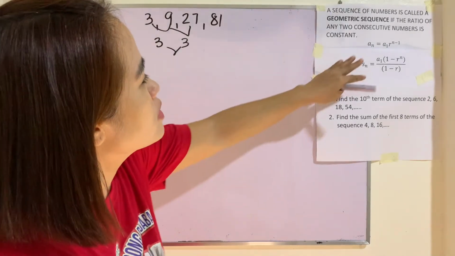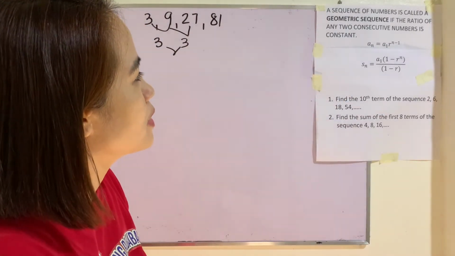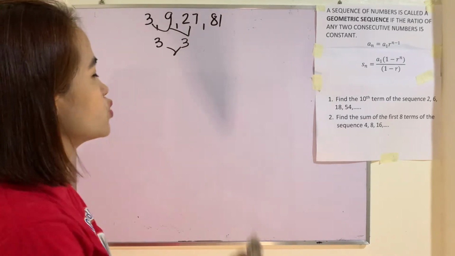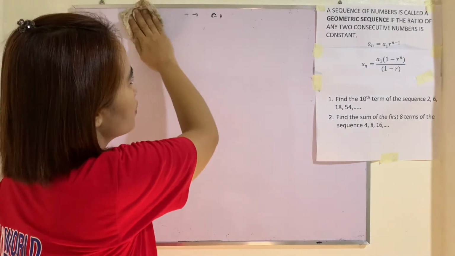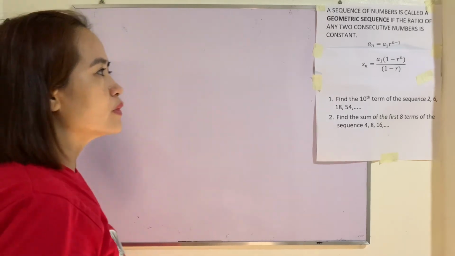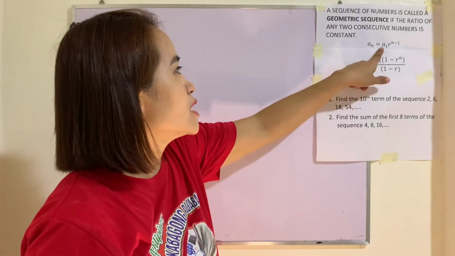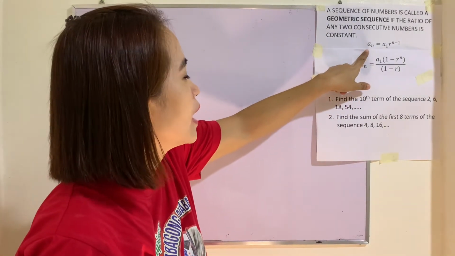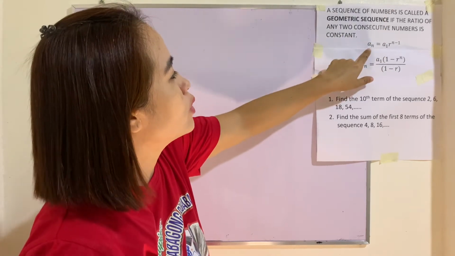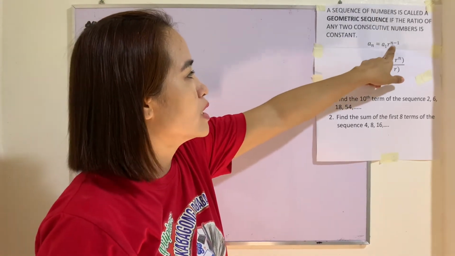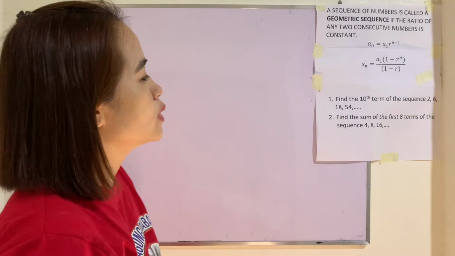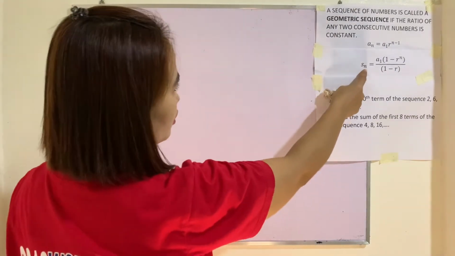Now, we will be using this formula. A sub n is equal to a sub 1 r raised to n minus 1. The r there is, of course, the common ratio. A sub 1 is the first term. A sub n is the nth term that we are looking for, and of course the n there is the order of the terms. For the sum, we will be using this one.